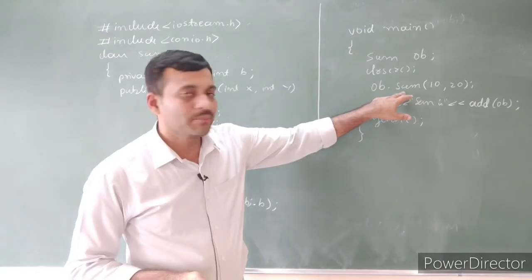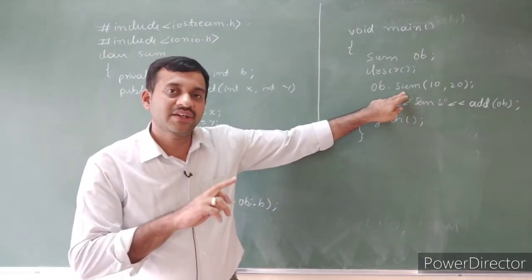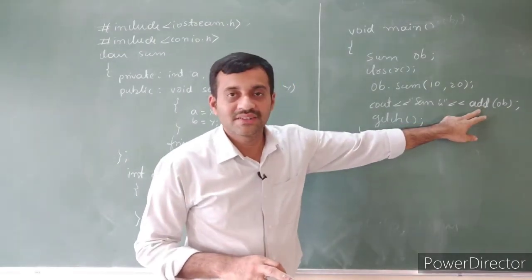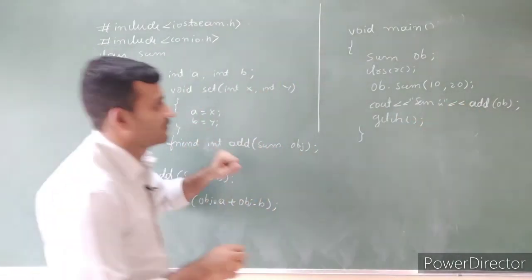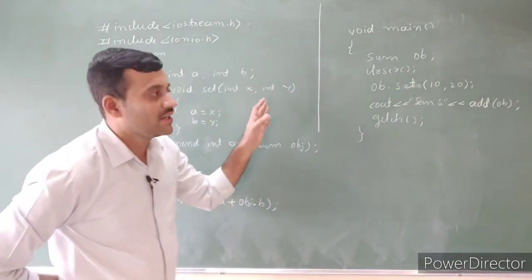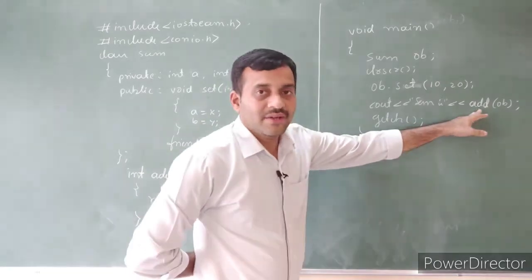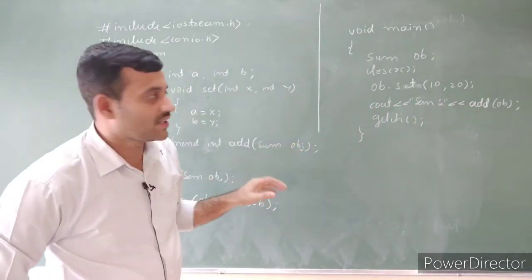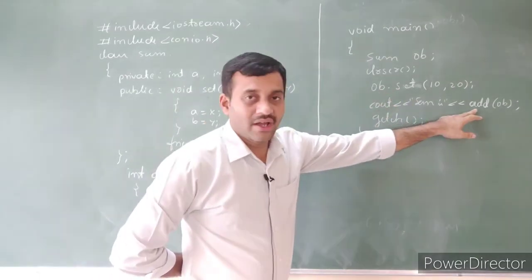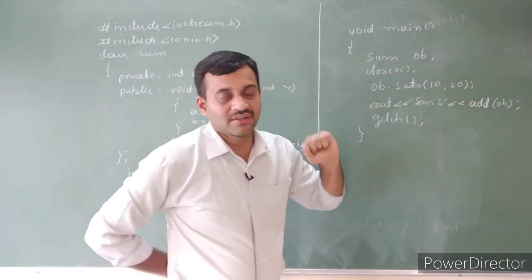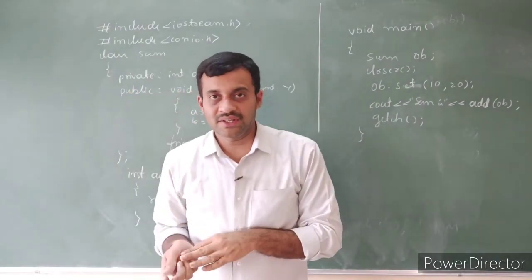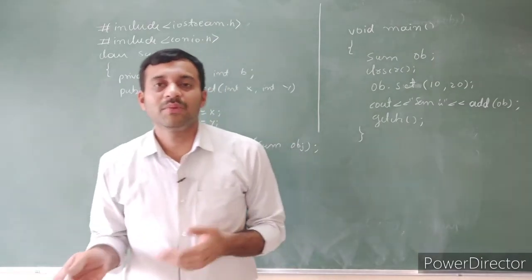See the difference. Set is a member function of the class, then add is a non-member function. So here set is a member function of the class sum. Then add is a friend function. It is a non-member function. Hence the set function is called through an object, but the add function we call directly. So these are the differences between a member function and a non-member function. So here friend is a non-member function.